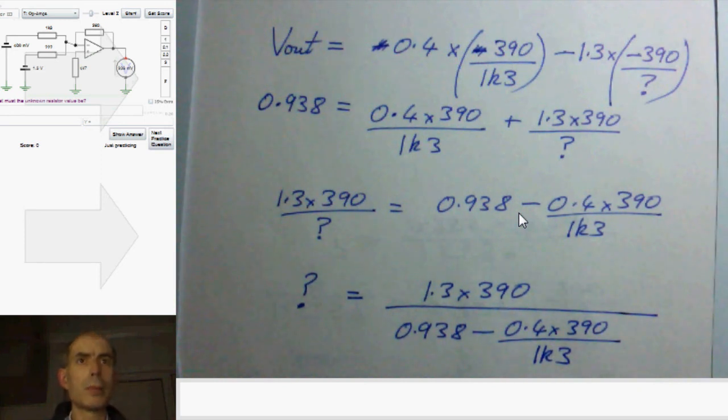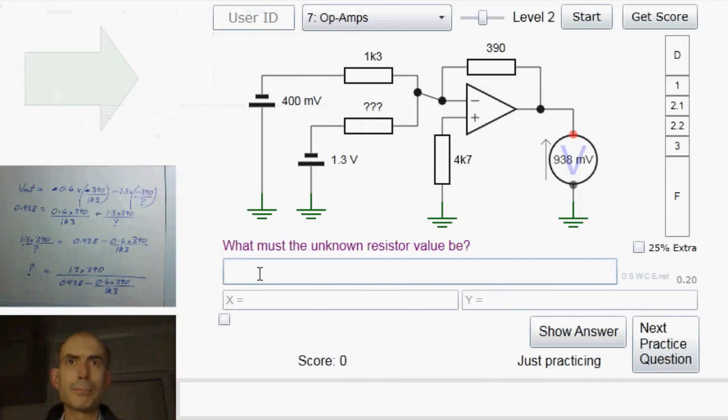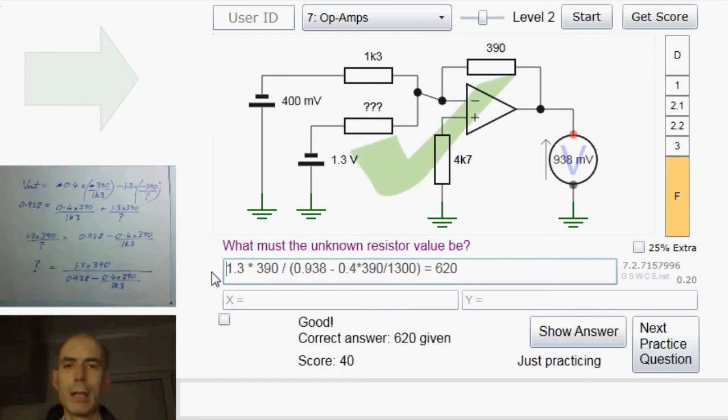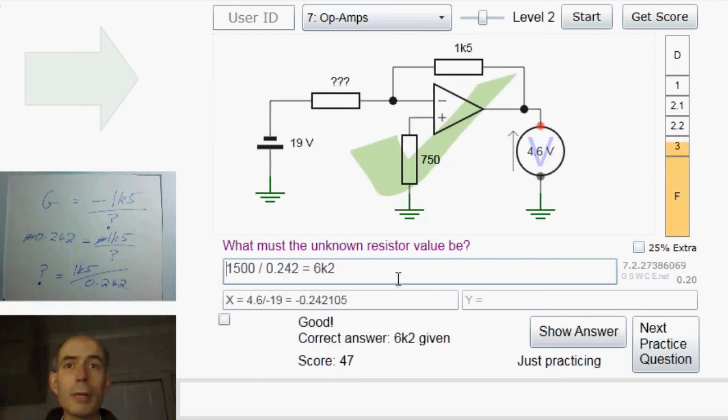Right, I'll need to be a bit careful with brackets when I enter that lot, but let's give it a go. It's 1.3 times 390 divided by, open brackets, 0.938 minus 0.4 times 390 divided by 1K3. Right, excellent. Not so bad really. Hopefully that will get you started.